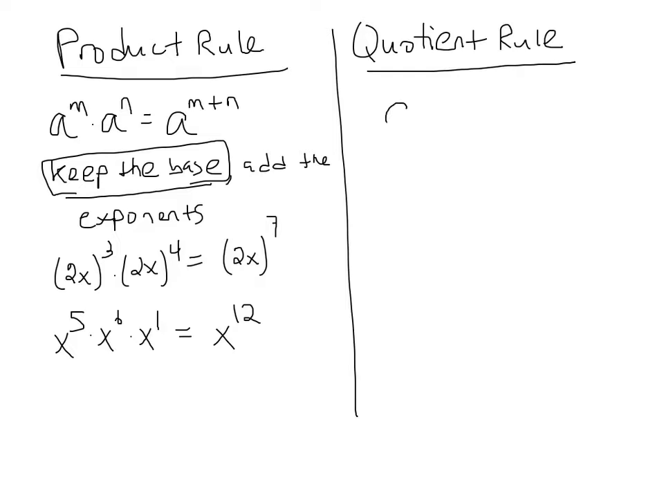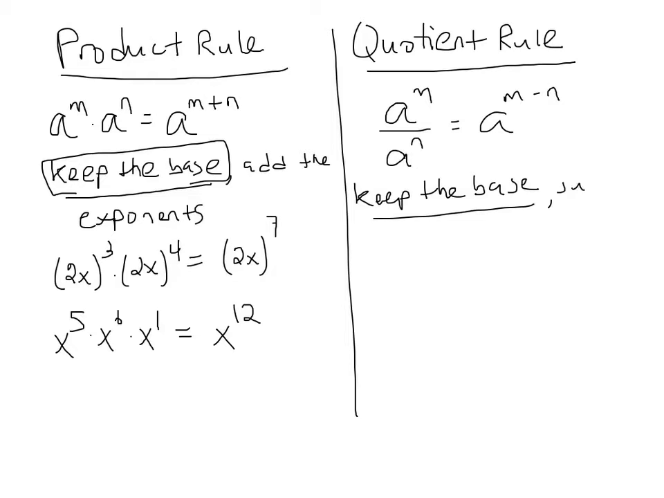Quotient rule: if you are dividing two terms that have the same base, like so, we keep the base and, you guessed it, subtract the exponents. So once again, don't forget the whole rule, which says keep the base and subtract the exponents. So for example, we might have something like x to the 5th over x to the 2nd. That becomes x to the 3rd, 5 minus 2.